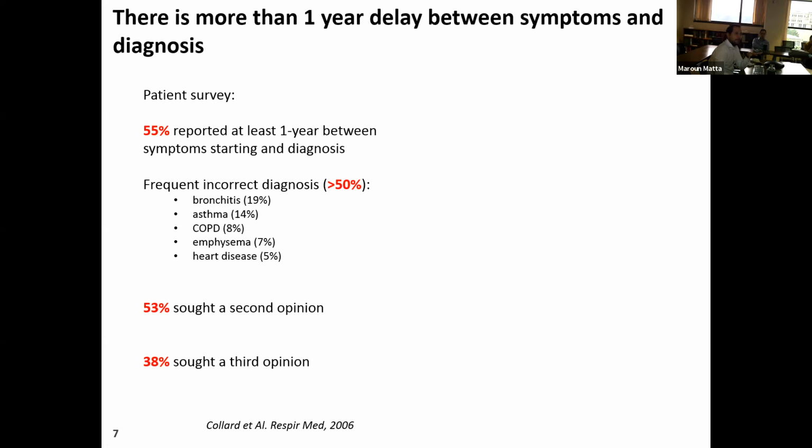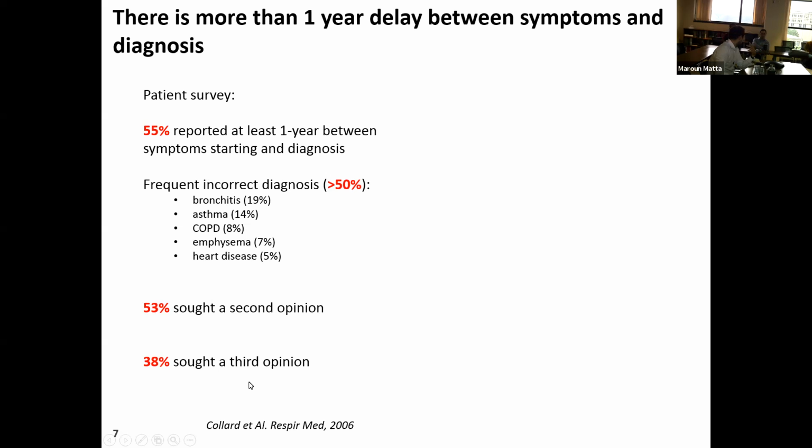To make it even worse, they asked patients who were diagnosed with IPF, when did you start having symptoms? More than half had at least a year between when they started having symptoms and when they were diagnosed. More than half were told they have bronchitis, asthma, COPD, emphysema, heart failure. So half of them went for a second opinion, and a third went for a third opinion before they actually got their answer.